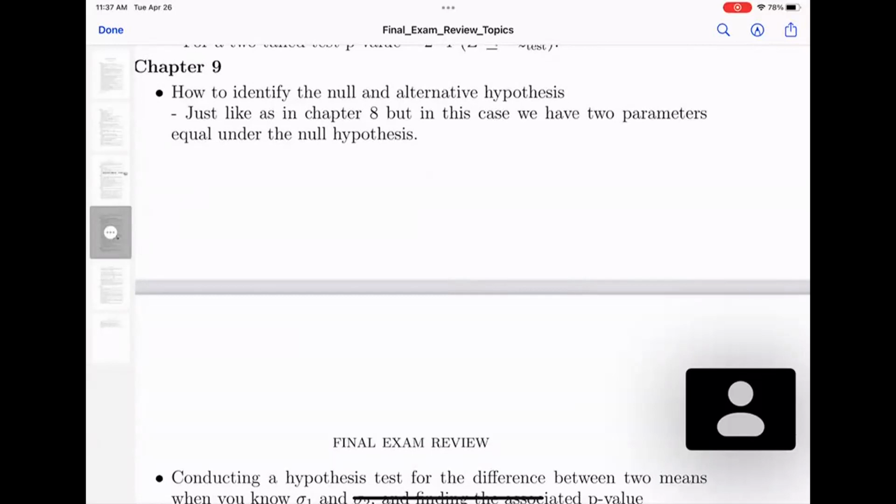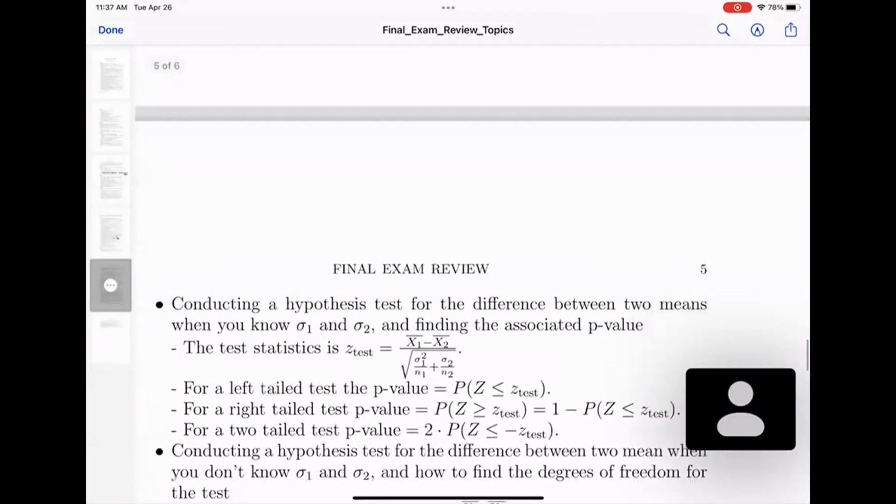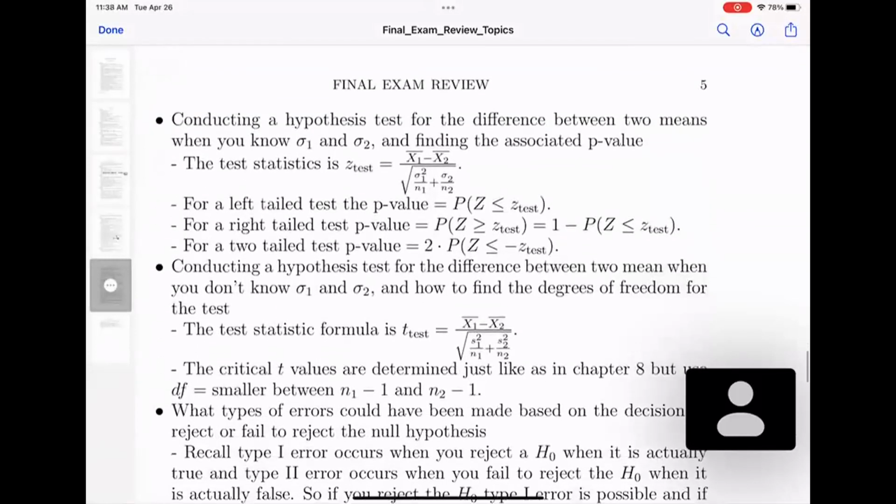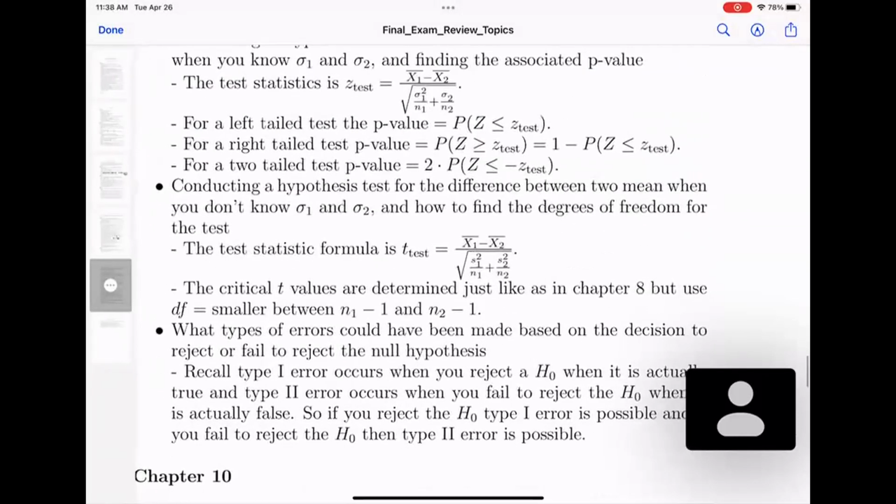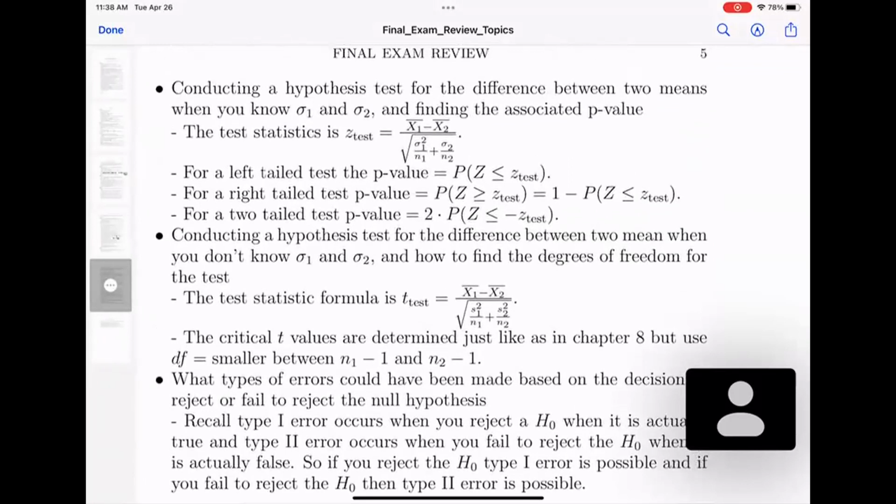And then you could have, obviously, the alternatives based on that: mu1 does not equal mu2, mu1 is greater than mu2, or mu1 is less than mu2. And you have the same thing for p1 and p2. Then this one was also on your exam.